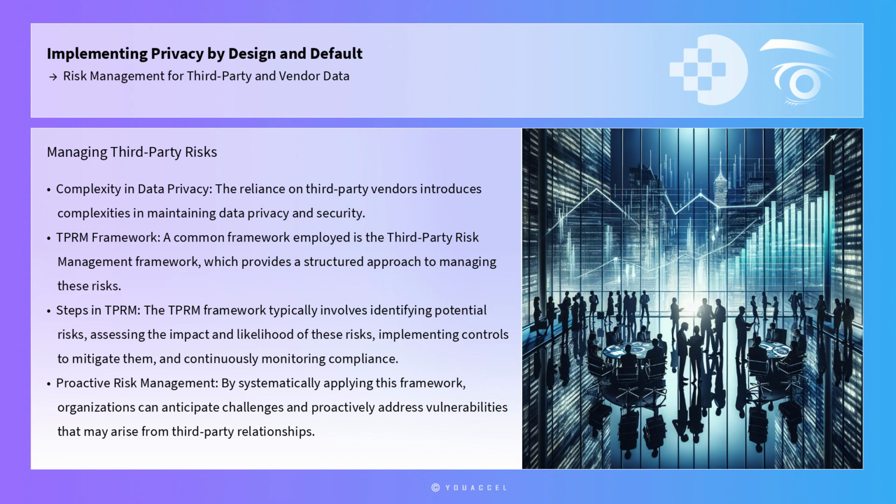The reliance on third-party vendors introduces complexities in maintaining data privacy and security. A common framework employed is the third-party risk management framework, which provides a structured approach to managing these risks. The TPRM framework typically involves identifying potential risks, assessing the impact and likelihood of these risks, implementing controls to mitigate them, and continuously monitoring the vendor's compliance with these controls. By systematically applying this framework, organizations can anticipate challenges and proactively address vulnerabilities that may arise from third-party relationships.